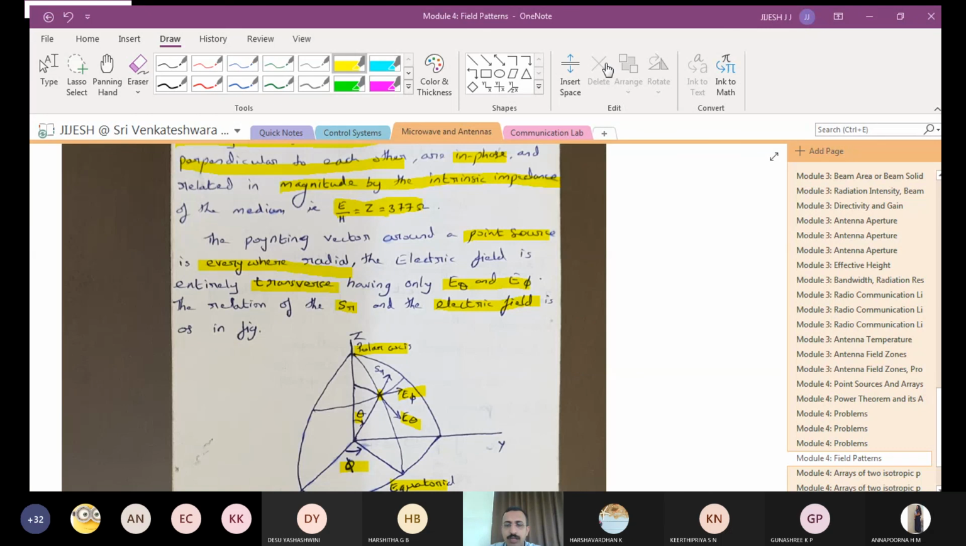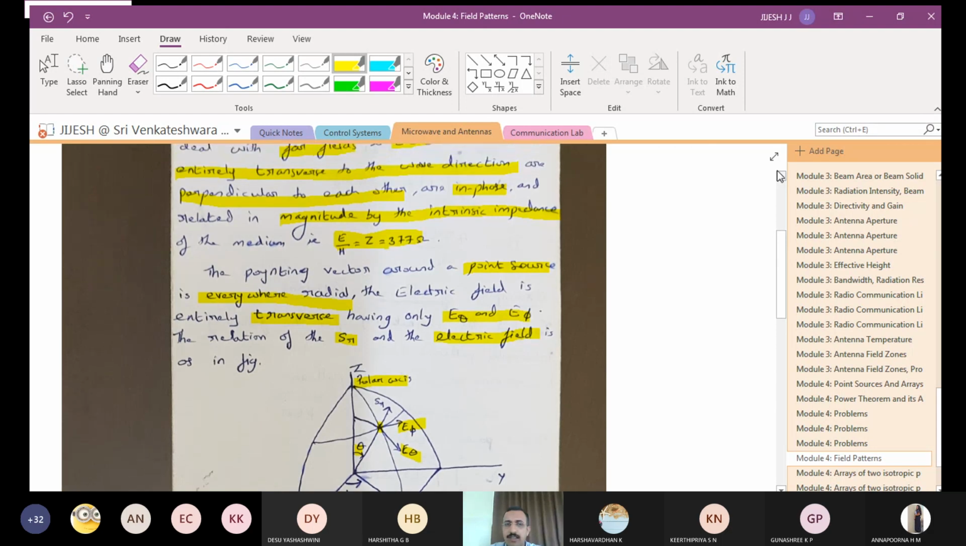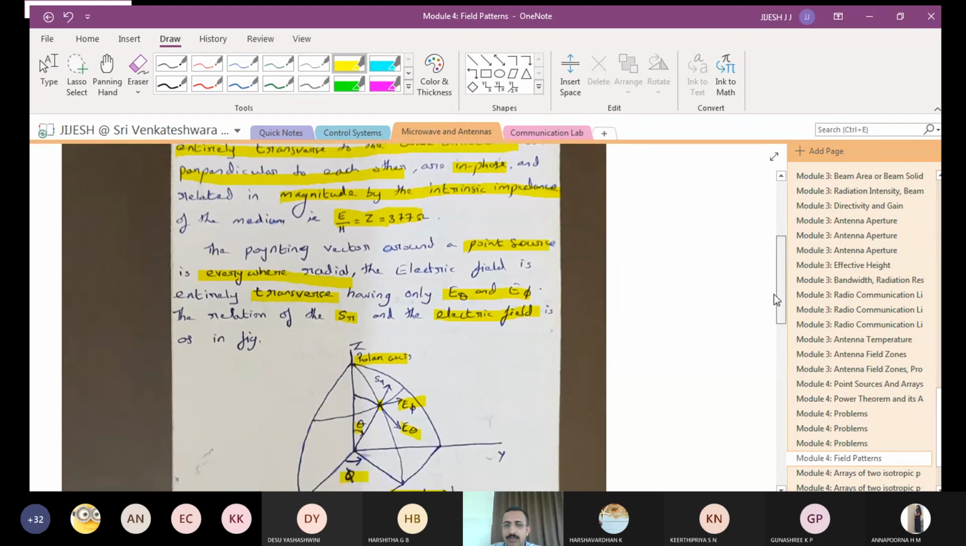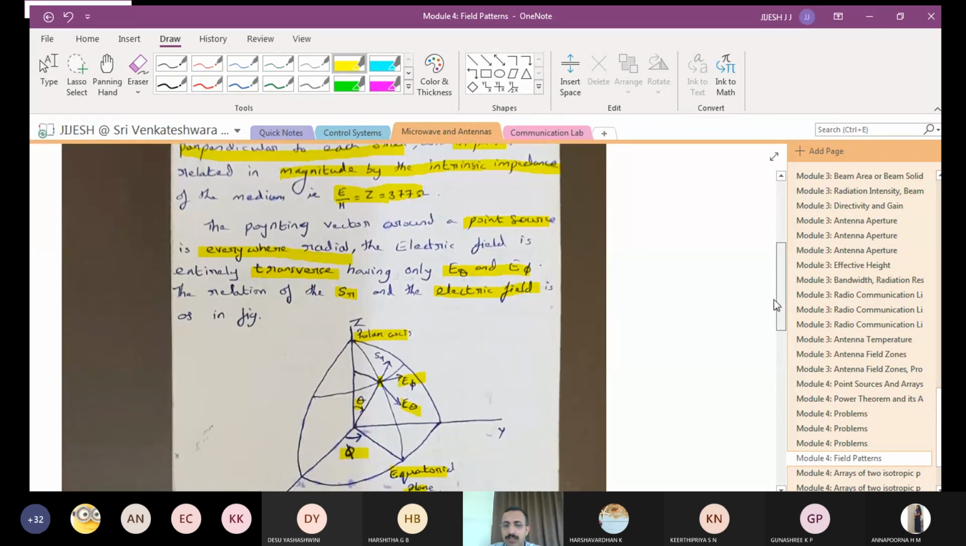You can understand that all these things have to be taken care of when you are dealing with the field, E theta, E phi. Then you have to see that both E and H are entirely transverse to the wave direction and perpendicular to each other, and the ratio is Z, which is 377 ohms. So you have to draw this figure as well.